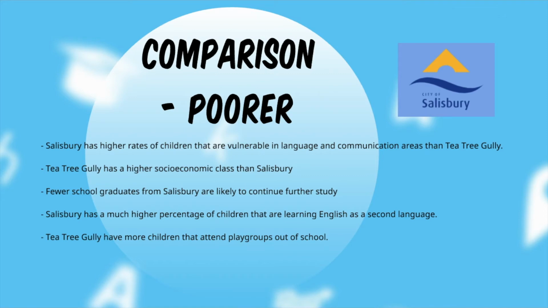Salisbury had a high percentage of children that were vulnerable in areas of language, the percentage being 8.5%, whereas Tea Tree Gully's percentage of children vulnerable in areas of language is much lower, with only 4.6%. The percentage of children developmentally vulnerable in areas of communication in Salisbury was 11.7%, which is significantly higher than Tea Tree Gully at 5.8%. The key factor between Tea Tree Gully and Salisbury is that Salisbury has, in general, a lower socio-economic class than Tea Tree Gully.